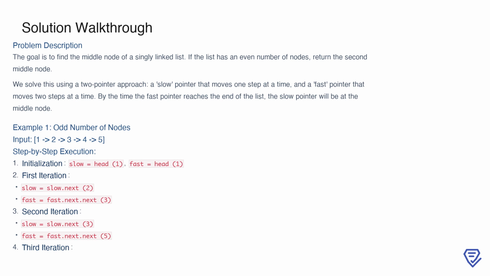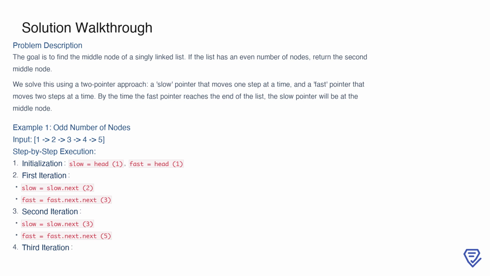In this problem, the task is to find the middle node of a singly linked list. If the list has an even number of nodes, we return the second middle node. To solve this, we use a 2-pointer approach. We have a slow pointer that moves 1 step at a time and a fast pointer that moves 2 steps at a time. This ensures that when the fast pointer reaches the end of the list, the slow pointer will be at the middle node.